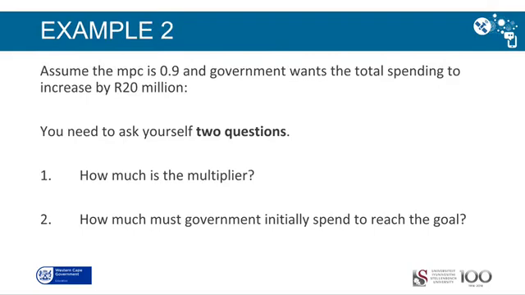So let's assume the MPC is 0.9 and the government wants this total spending to increase by 20 million. You need to ask yourself two questions. How much is the multiplier, or what is the size of the multiplier, and how much must government initially spend to reach the goal? So let's see.